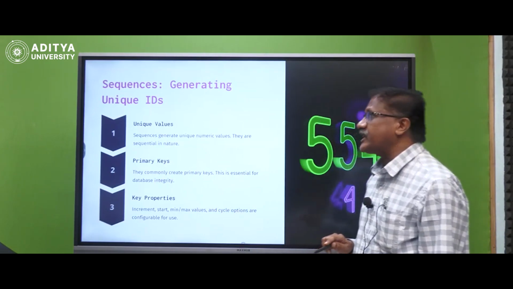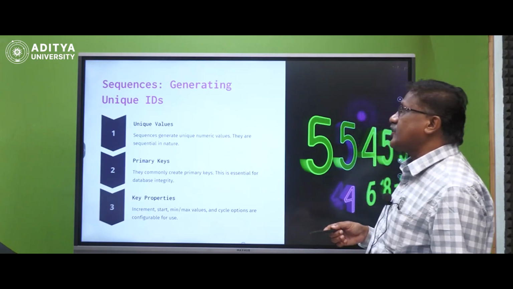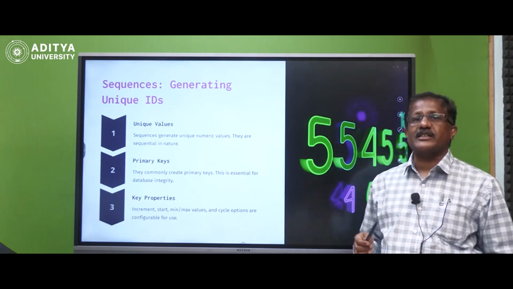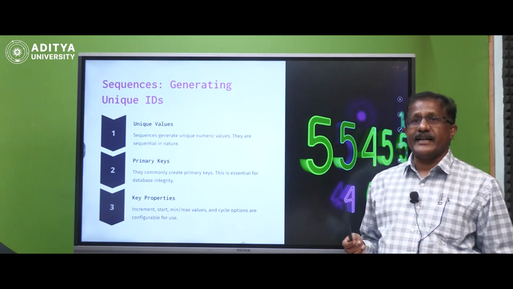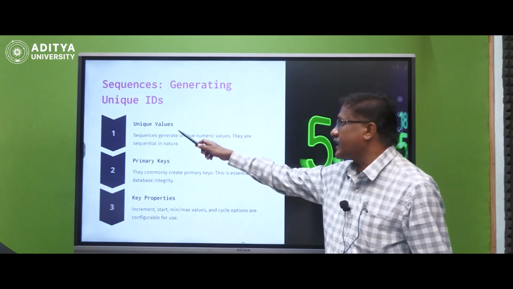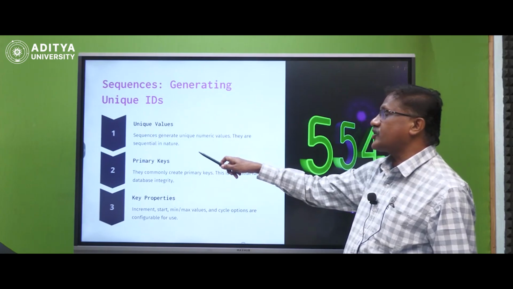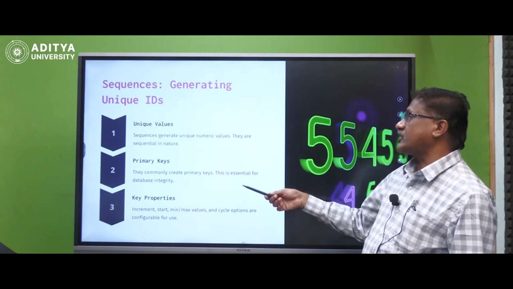Another object is sequence. Sequence is one type of object which generates unique IDs. For example, I want to generate a unique ID for the student's number, roll number, registration number, or staff ID, whatever the number. It can be done automatically. That is called a unique value. Sequences generate unique numeric values. They are sequential, and depending on the requirement of our conditions, we can impose that.